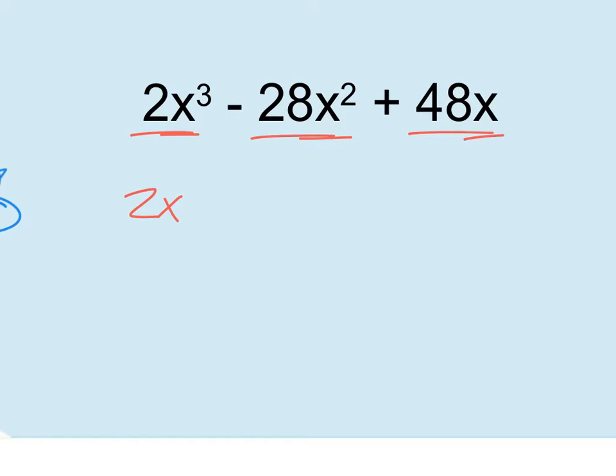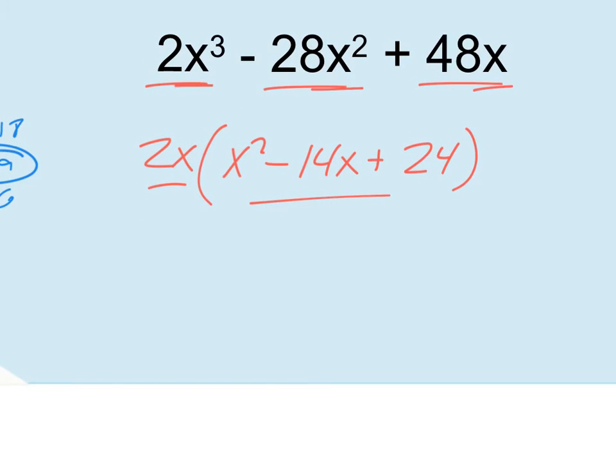So I'm going to factor the 2x out of this trinomial. When I do that, I should be left with x squared for the first term, 14x for the middle term, and 24 for the last term. So I factored out the 2x, and here's what I have left for my trinomial.